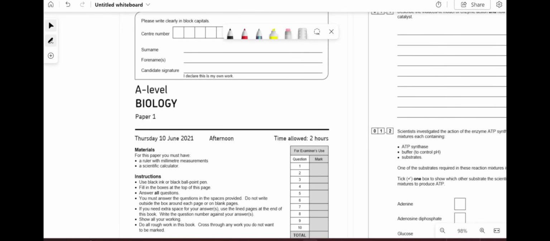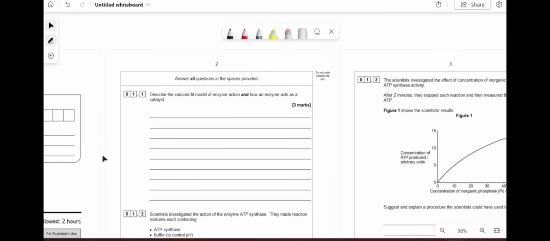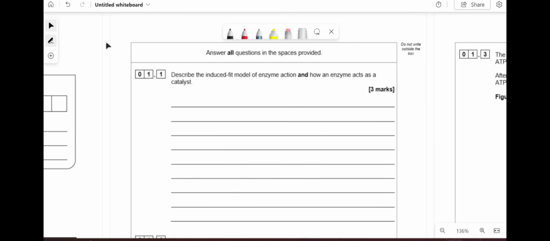Today we're doing AQA A-level biology paper 1 from 2020. Describe the induced fit model of enzyme action and how an enzyme acts as a catalyst. Now, come on, this has to be like 3 marks for you guys.